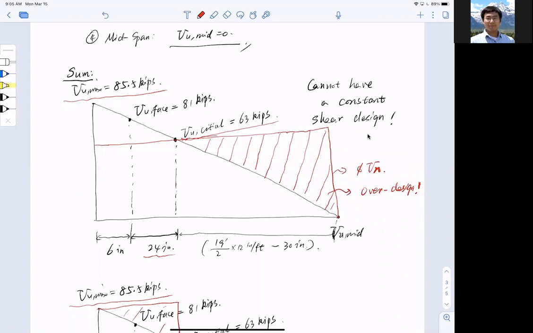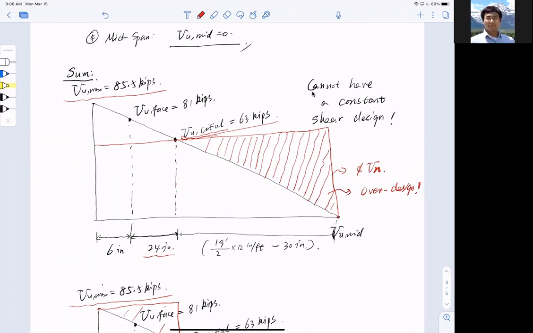Universally across the half span, right? And again, this is showing the left side of the half span here. And then we find out that it's too much, as this shaded area shows that this is more resistance than needed. What does it mean? It means that if I design for Vu critical, I'm going to end up with this excessive shear resistance that is not needed.